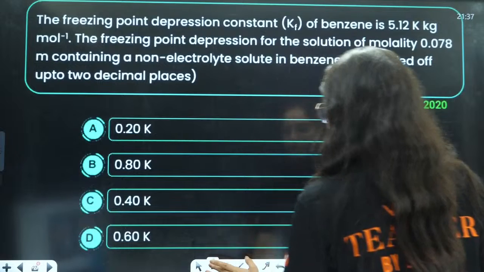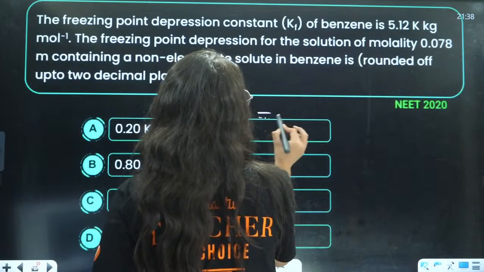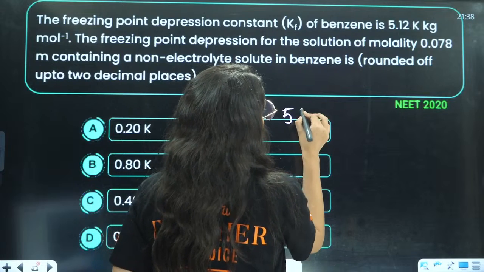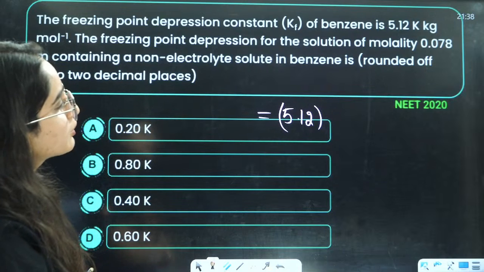The freezing point constant of benzene is 5.12 Kelvin kilogram per mole. The freezing point depression of a solution of molality this, containing a non-electrolyte in benzene, is, okay. Depression constant is given to you. For the solution, molality is given to you, right? Kf is given to be 5.12 K kg per mole, right? It is kilograms, so convert that into grams only.